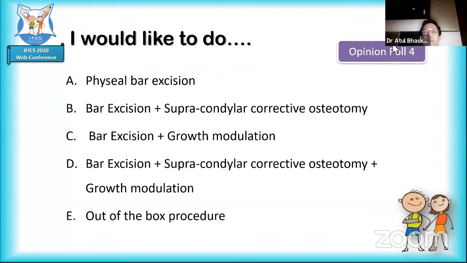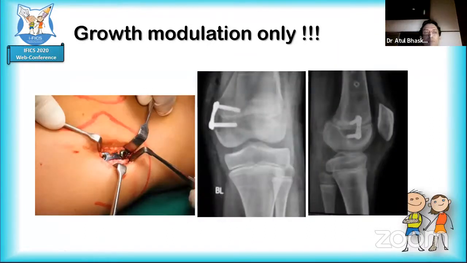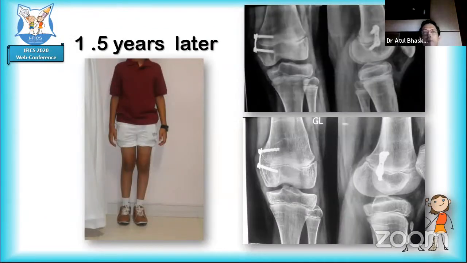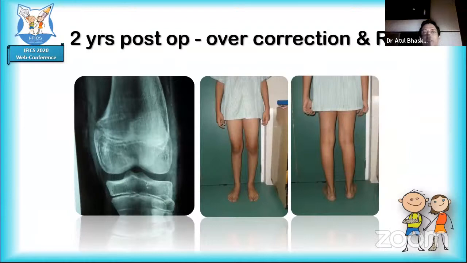So 70% opted for bar excision and growth modulation, and I think that's the correct choice. So next slide, please. So this was done simply. Here there was no bar excision done, to be honest. They just did an 8-plate. Only an 8-plate was done. There was no bar excision. And you see this child had follow-up at 1.5 years. The plate is diverging, and you can see that the correction is occurring.